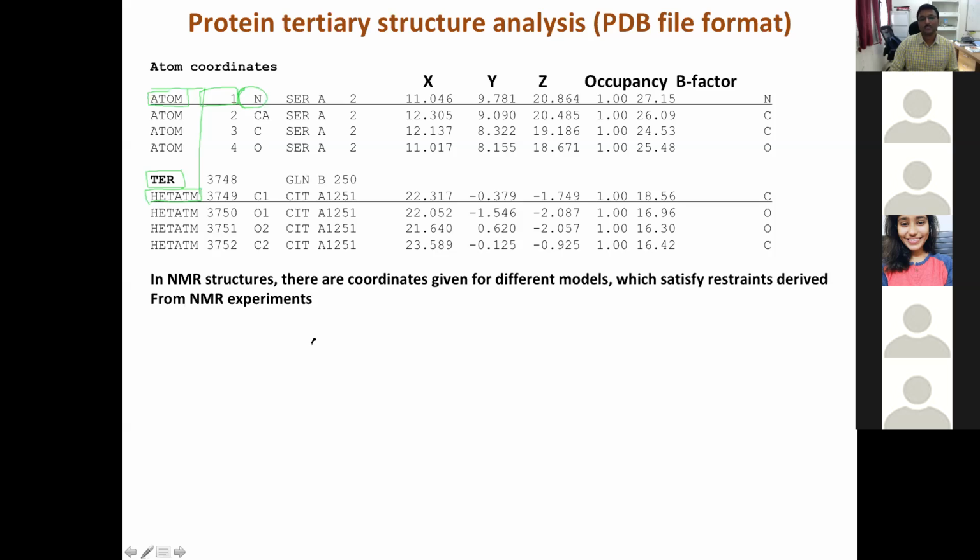When you are looking at a polypeptide chain, you have the backbone, which is defined by N, C alpha, C double bonded to O, then N, and it keeps continuing. So this N, C alpha, C, O refers to the backbone atoms: N, C alpha, C, and the carbonyl oxygen.